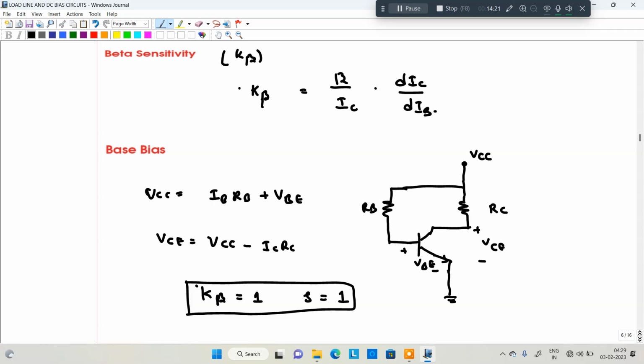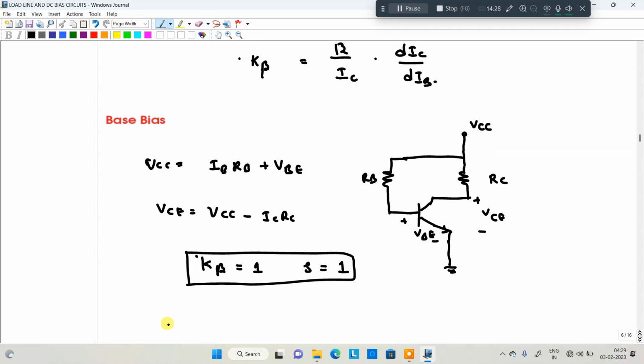In case of base bias, the base resistance is connected directly to VCC. In that case, the stability factor is equal to 1 and the beta sensitivity K beta is equal to 1.